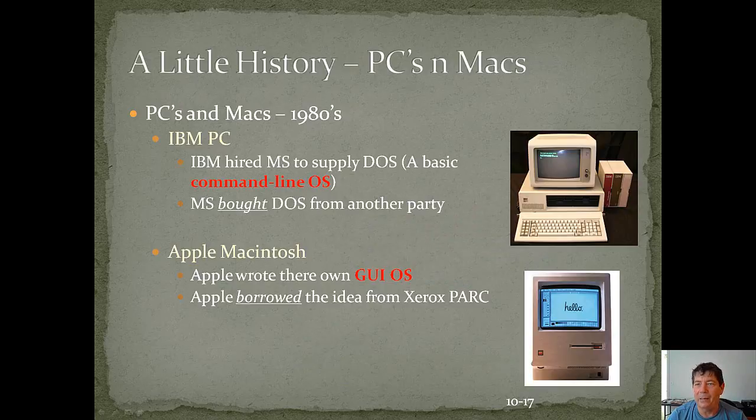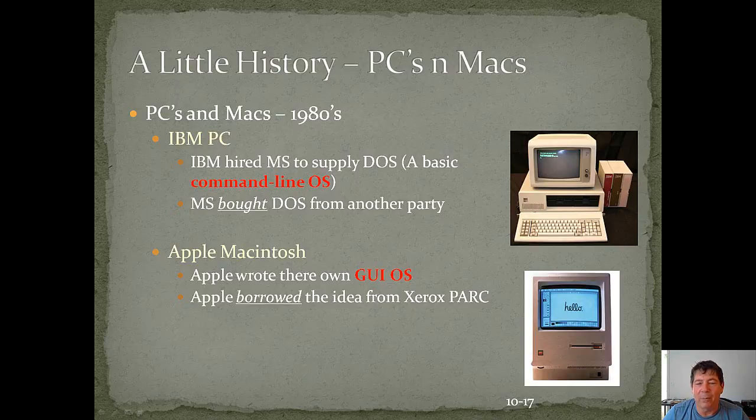So let's see, PCs and Macs. PCs and Macs sort of arrived on the scene in the 1980s. The IBM PC, and there was actually a distant cousin, the IBM PC Junior. So IBM hired Microsoft to supply DOS. And that was the command line thing that you use. And Microsoft actually bought DOS from someone else. So there's an interesting story about this.